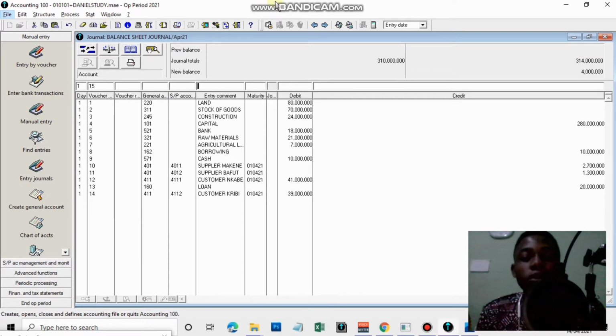Okay, so we're done recording all the transactions in the balance sheet. That means all the debit and credit transactions, everything that happened, all the debit and credit elements of the balance sheet. Now you'll see at the debit side 310 million, and at the credit side 240 million, with a credit balance of 4 million. So people ask, why is there a credit balance of 4 million?